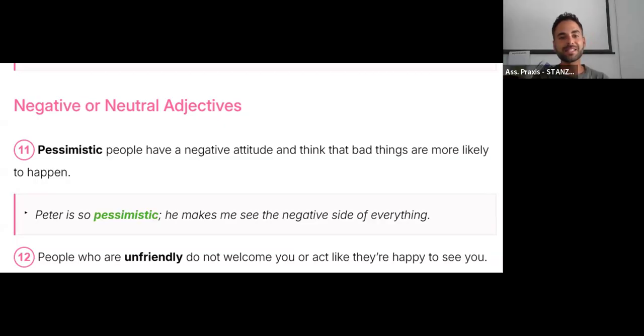Number 11, pessimistic people have a negative attitude and think that bad things are more likely to happen. We're going to have a look at one example before we stop. Peter is so pessimistic. It makes me see the negative side of everything.